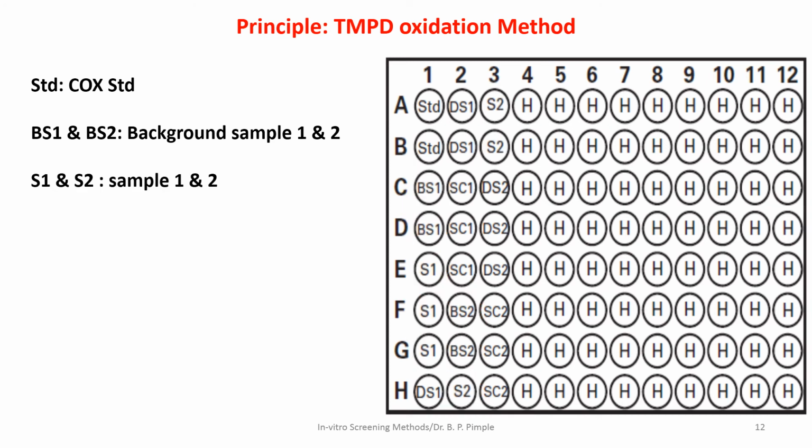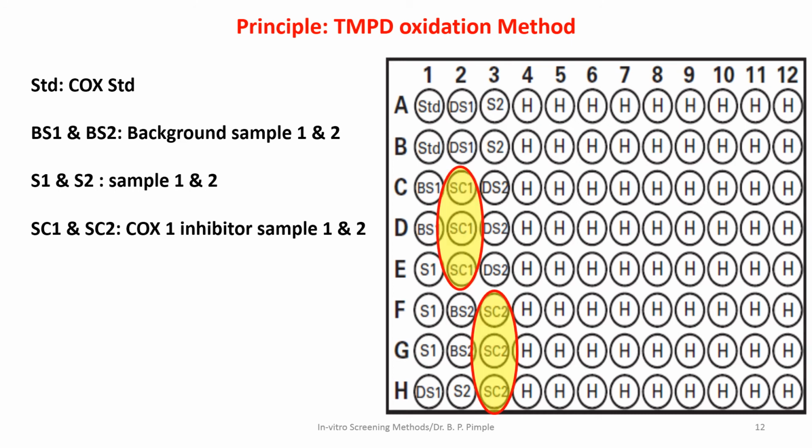Then next, sample 1 and sample 2, whichever your samples, either in isolated form or synthetically prepared. Only samples are added in these wells and nothing else, along with the assay buffer and hemin. Then next, SC1 and SC2, that means COX1 inhibitor is added, and the same enzyme is added to cross check, so that sample 2 can be compared with SC2. These 6 wells will contain the assay buffer, hemin, and COX enzyme, sorry, COX1 inhibitor.